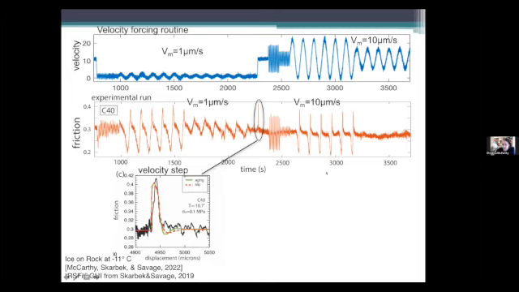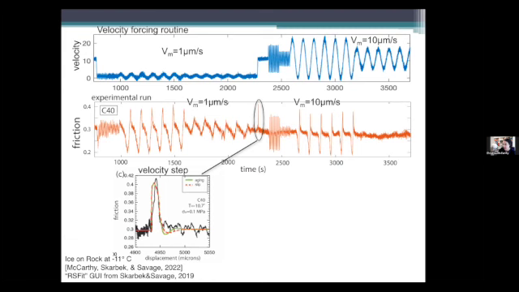And because I have that sort of elbow in the data, or this velocity step, we want to point out that in every one of these data sets, I have one velocity step with which I can then analyze all of that rate and state information and pull that out.